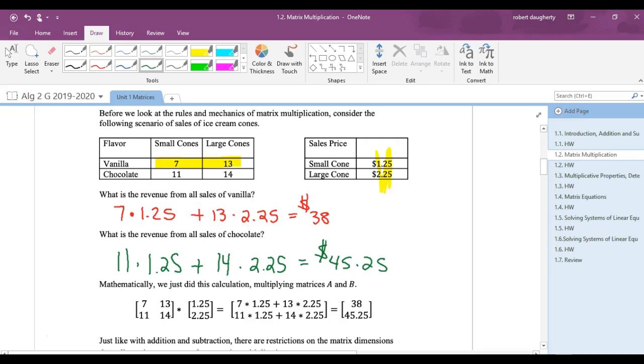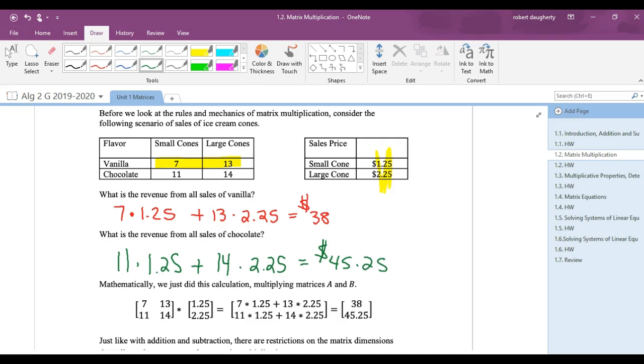So here's what we did. I've got a matrix here, 7, 13, 11, 14. This is vanilla, small cone, large cone. This is chocolate, small cone, large cone. These are the prices. So this is what you just did, was you multiplied this matrix times this matrix, okay? Using matrix language, what did we really do here? The number 7 came from where? Using matrix words, rows, columns, things like that. It was what? This was from the first row, right? This was from the first row. So it looks like elements from the first row of this matrix were multiplied by the what?